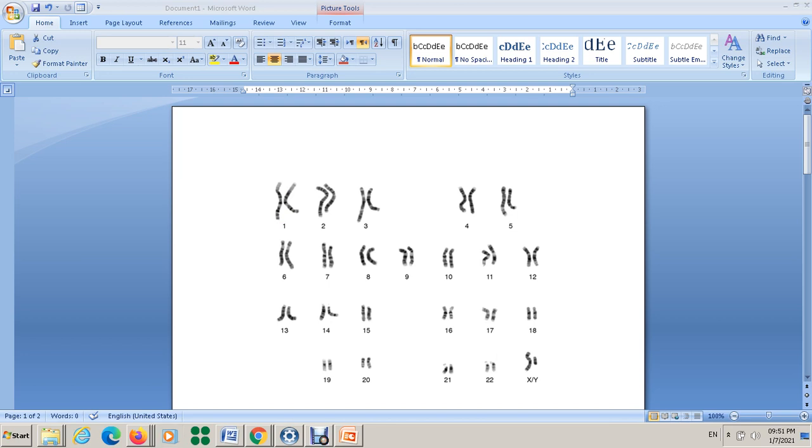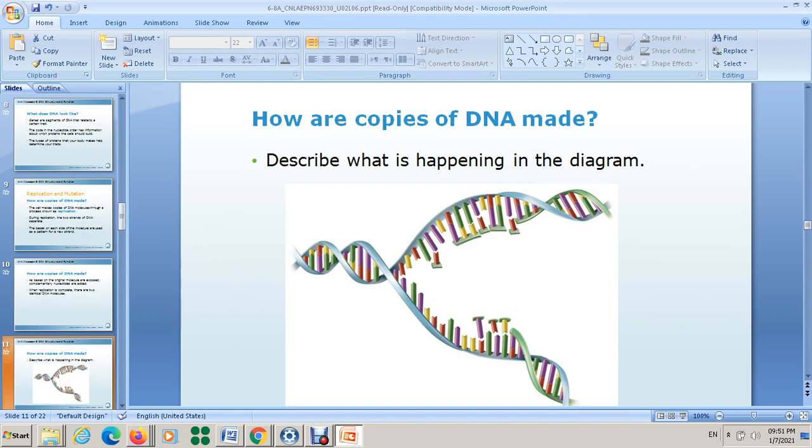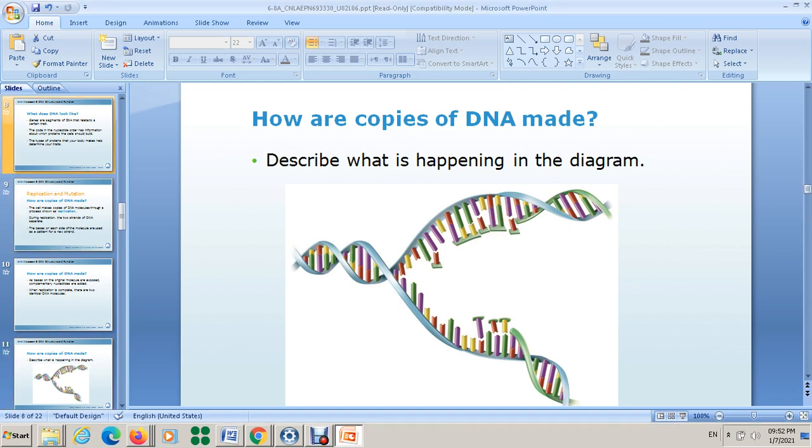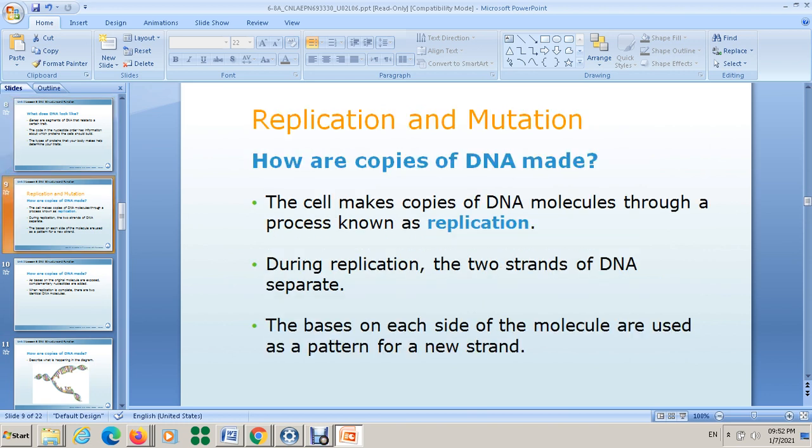To understand this, let's go back to the structure of the DNA. As you know, the DNA is a twisted double helix, made up of double strands. The backbone of these strands is the phosphate group and sugar, and in the middle are the nitrogen bases, connected together by hydrogen bonds. For the DNA to be copied, the first step during replication is that these two strands of DNA separate.